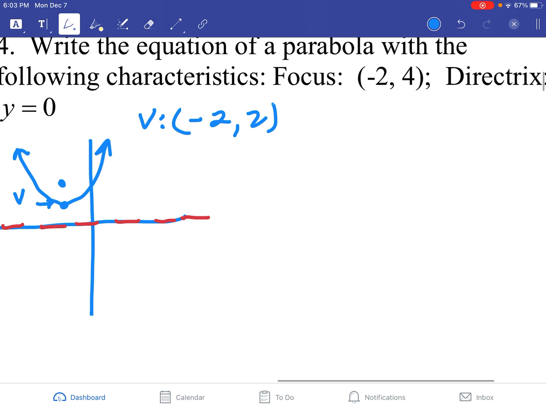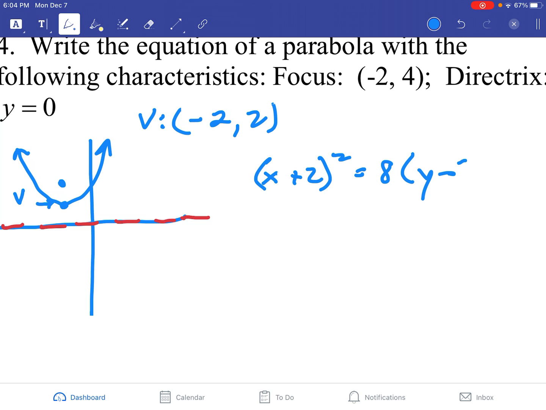Okay, so now we know everything we need to know. Since it's going up, that means x will be in front. And it's going to be plus 2 because we changed the sign. Equals your p-value is 2. It's the distance between the vertex and the focus point. So we're going to multiply that by 4, which gives you 8. And y minus 2. And there you go.